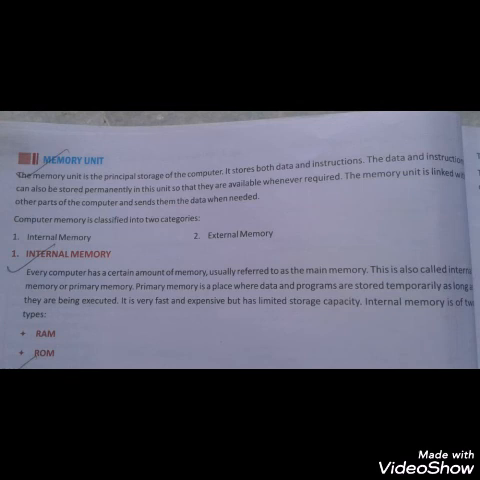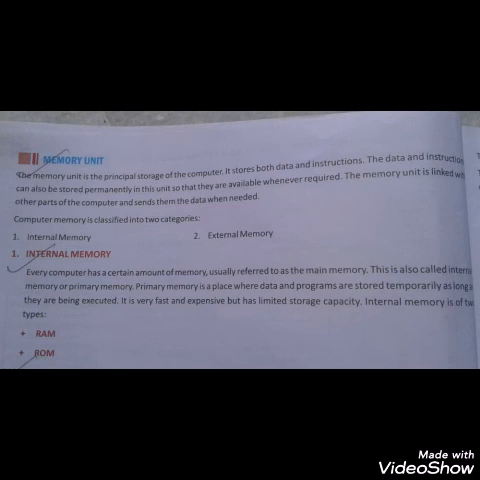Computer memory is mainly divided into two types, internal memory and external memory. First of all, we shall discuss the first type of computer memory, which is internal memory. This is the main memory of the computer. It is also called primary memory. It is fixed on the motherboard of the computer. Primary memory is the place where data and programs are stored temporarily as long as they are being executed.